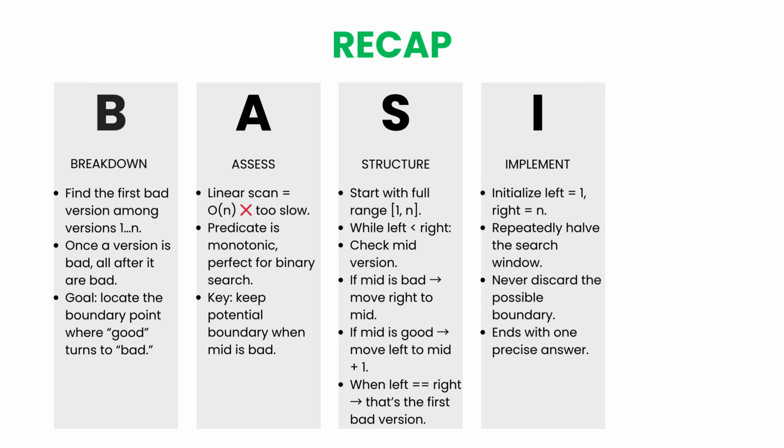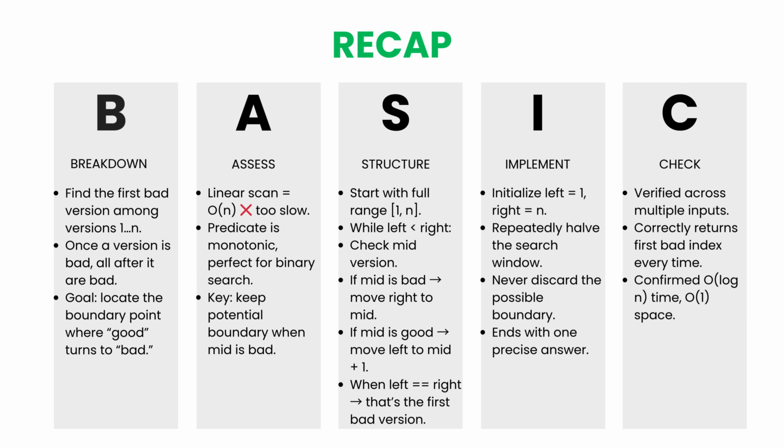Implement recap. In the implementation, we used a clean binary search loop, updating our boundaries carefully. We avoided off-by-1 errors by keeping the logic tight. Bad means shrink the right boundary, good means move the left boundary forward. It's a perfect example of control and precision in algorithm design.